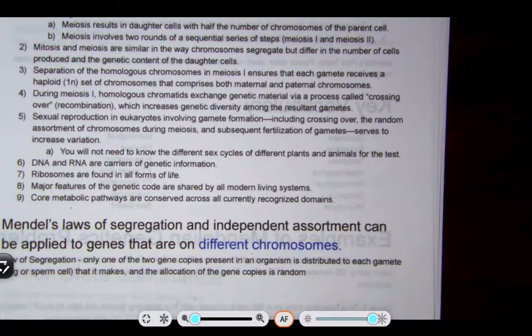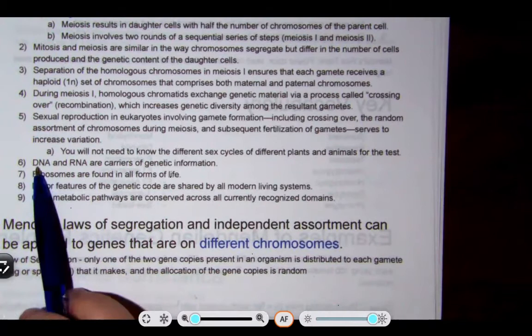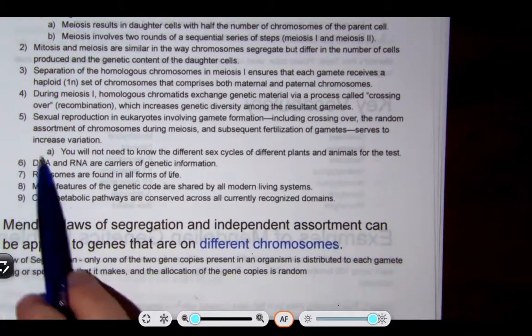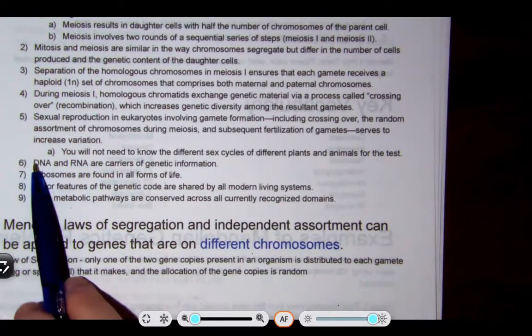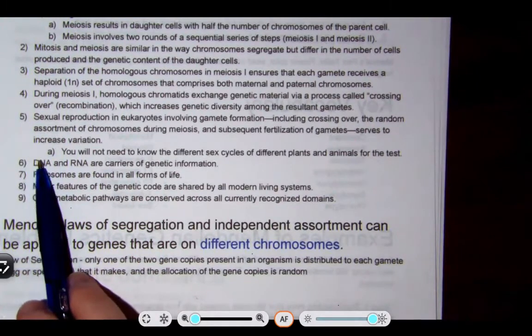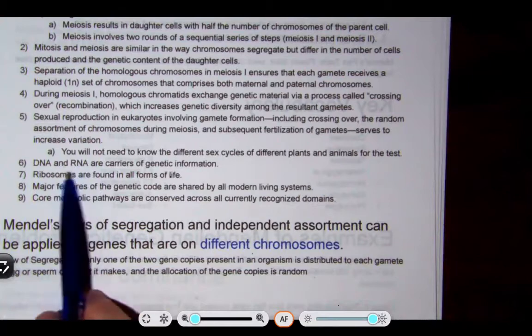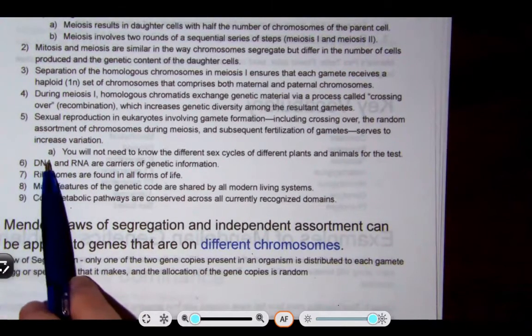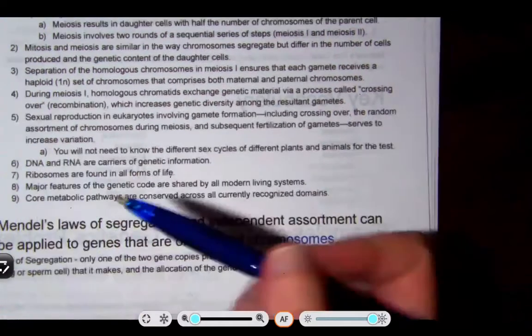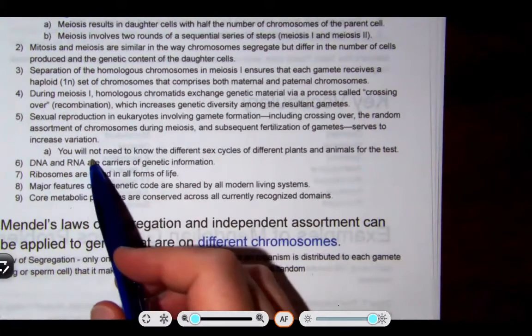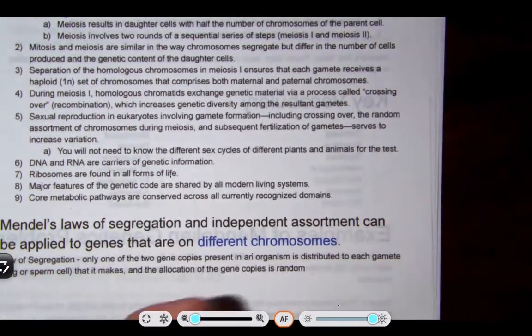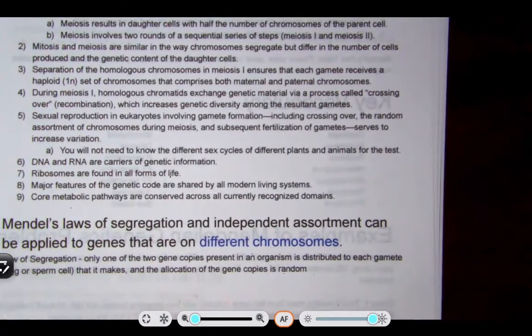DNA and RNA are carriers of genetic information. It's important to remember that DNA is the one that carries most of our genetic material initially, but eventually we need to make a copy of it, mRNA, to make proteins. So thinking of DNA as the only genetic material is incorrect. Plus, there are things like viruses that carry RNA. Coronavirus, what we're dealing with right now, is an RNA virus.